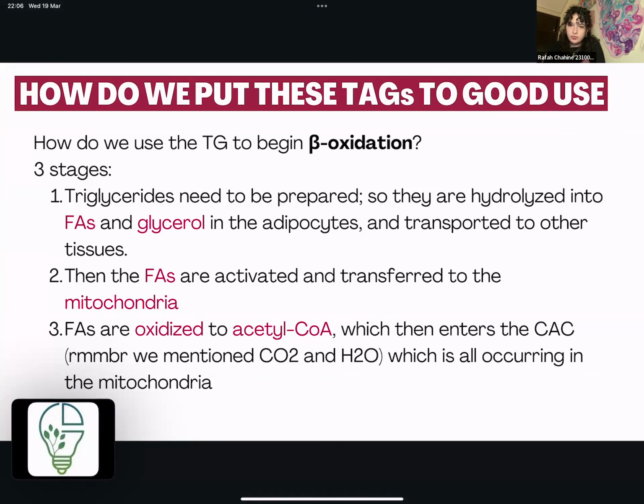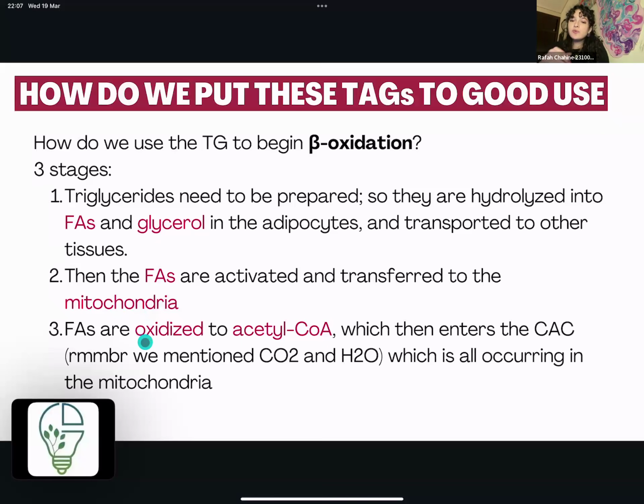Okay, now we want to put these triglycerides to good use. How do we even start to do that? First of all, I don't have the triglycerides, so I need to get them from the adipocytes or the chylomicron, right? So we're going to hydrolyze these triglycerides into fatty acids and glycerol. And then we're going to transport them to the tissues, whether it be the liver, muscle, or heart. And then these fatty acids, in order for them to begin beta oxidation, need to go to the mitochondria, right? But in order for them to reach the mitochondria, we need to activate them. They can't just enter the mitochondria and begin beta oxidation. No, there's a process before that, and that process is activation.